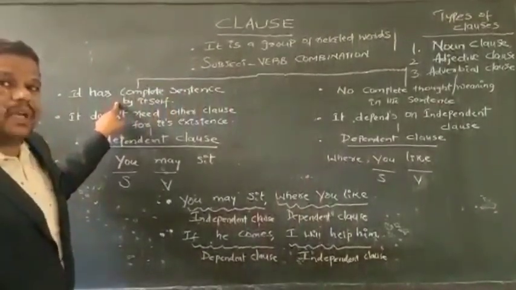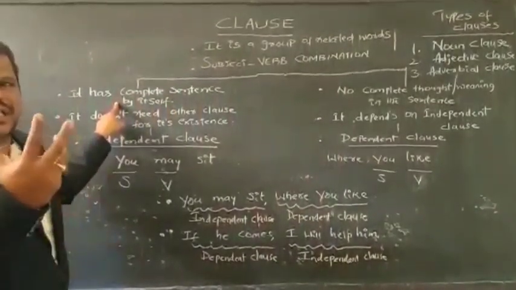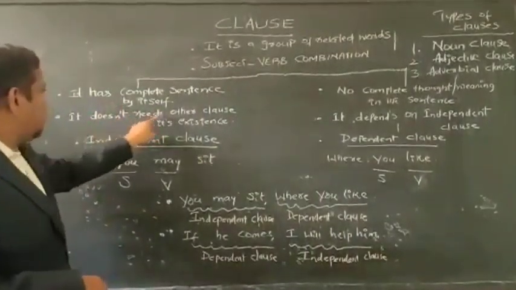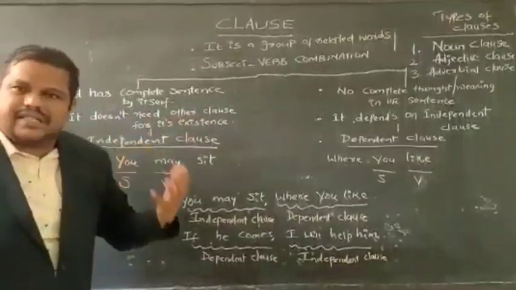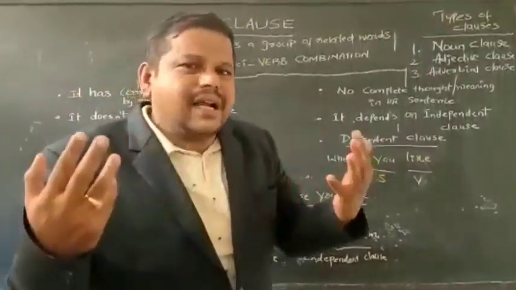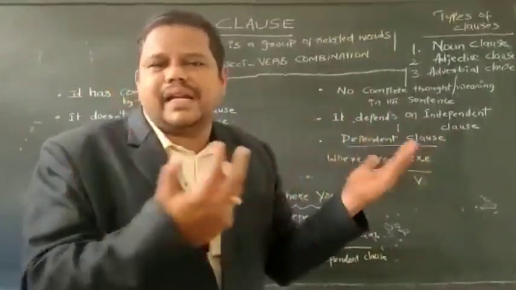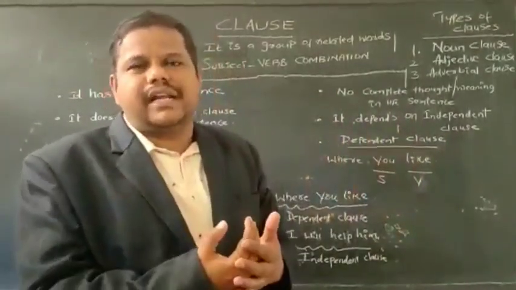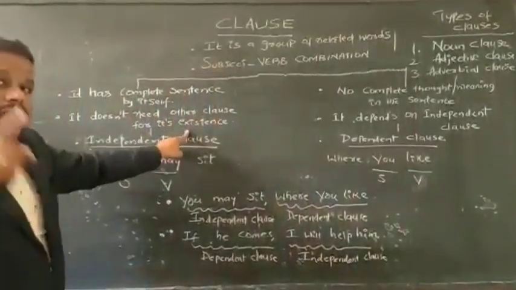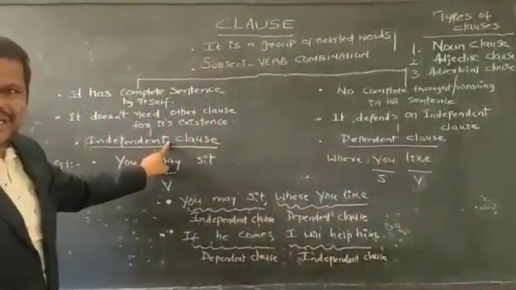It is having the complete meaning by itself. When you see it, it looks like a sentence. It is a class, and it does not need other class for its existence. If you see that the class does not need any other classes, like a dependent class, that need is not required. That is, it doesn't need other class for its existence. That is called an independent class.